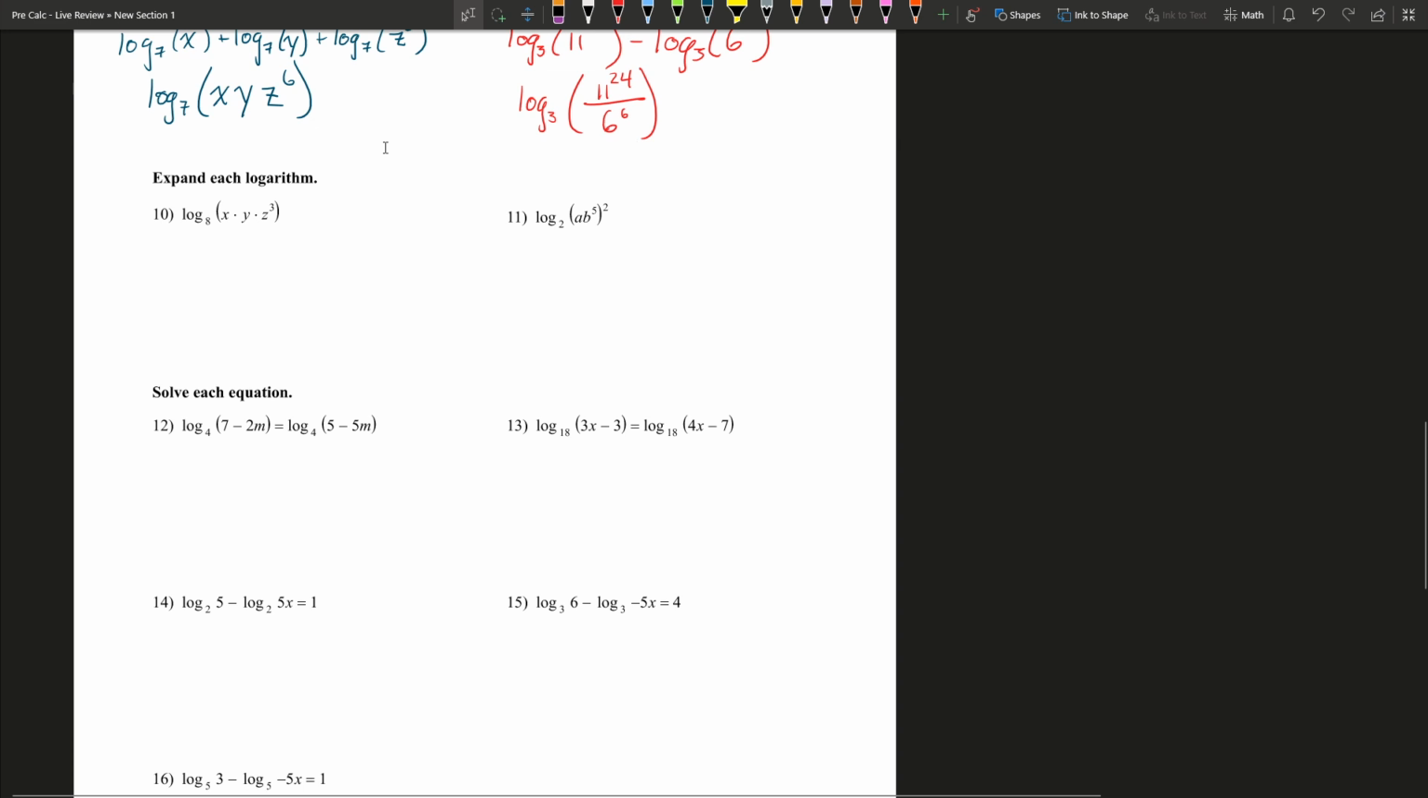Number 10 and 11, we're working just the opposite way that we just did. So we need to expand each logarithm into several different logs. All right, so in number 10, we have log base 8 of x times y times z cubed. So this is a product of several things. And what the product property says is that when we have a product inside of a log, we can rewrite it as the sum of different logs.